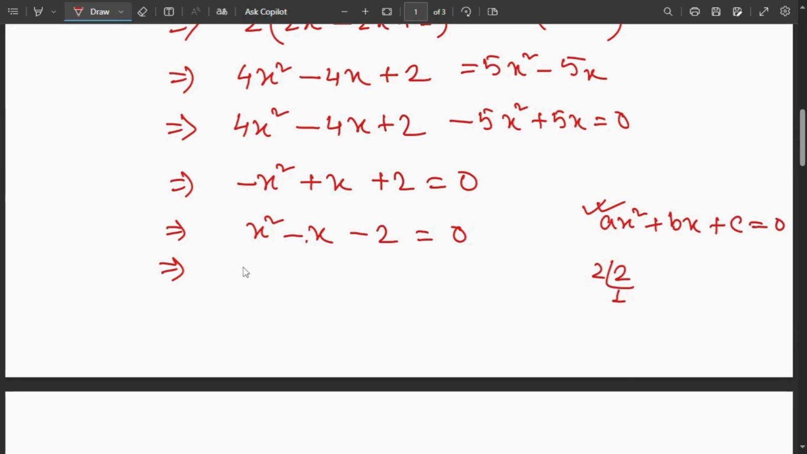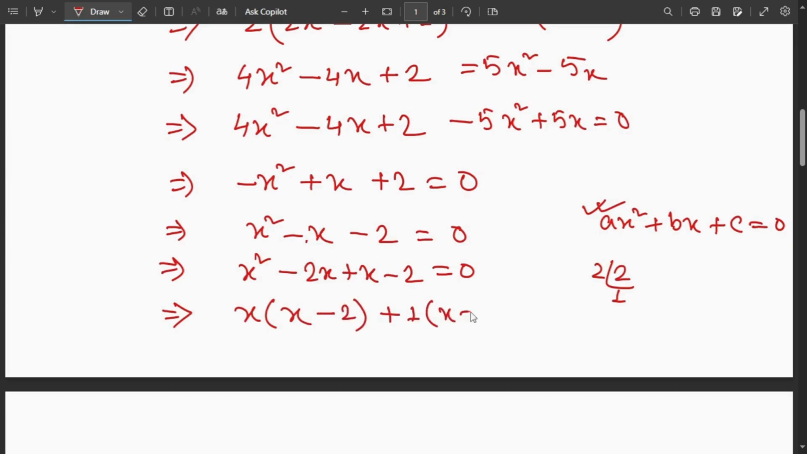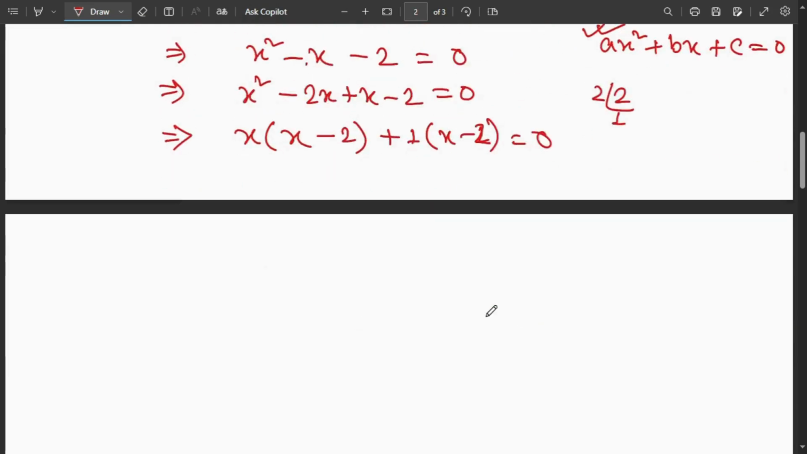So here we can write this: x square minus 2x plus x minus 2 is equal to 0. The next step is to take the common factor: x into x minus 2 plus 1 common, that is x minus 2, is equal to 0. Okay, so the next step is x minus 2 into x plus 1 is equal to 0.